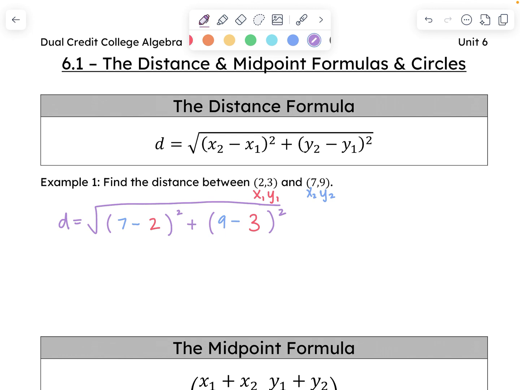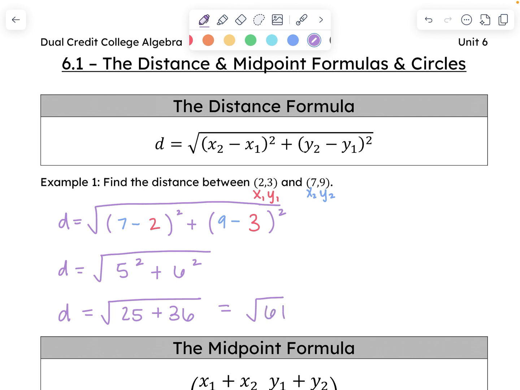And then I'm just going to simplify from here. So 7 minus 2 is 5 squared. 9 minus 3 is 6 squared. 5 squared is 25. 6 squared is 36. And 25 plus 36 means we have the square root of 61. So the distance between those two is the square root of 61. That 61 can't be simplified. We can't break down that square root, so that's our answer. The distance between those 2 points is the square root of 61.